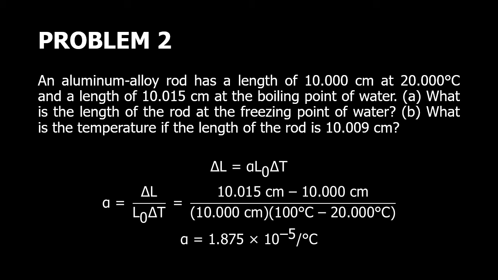For the change in length, we have the final length, 10.015 centimeters, minus the initial length, 10 centimeters, over the initial length, 10 centimeters, multiplied by 80 degrees Celsius, because it is mentioned that the boiling point of water is 100 degrees Celsius and we have an initial temperature of 20 degrees Celsius. So alpha is equal to 1.875 times 10 raised to negative 5 per degree Celsius.